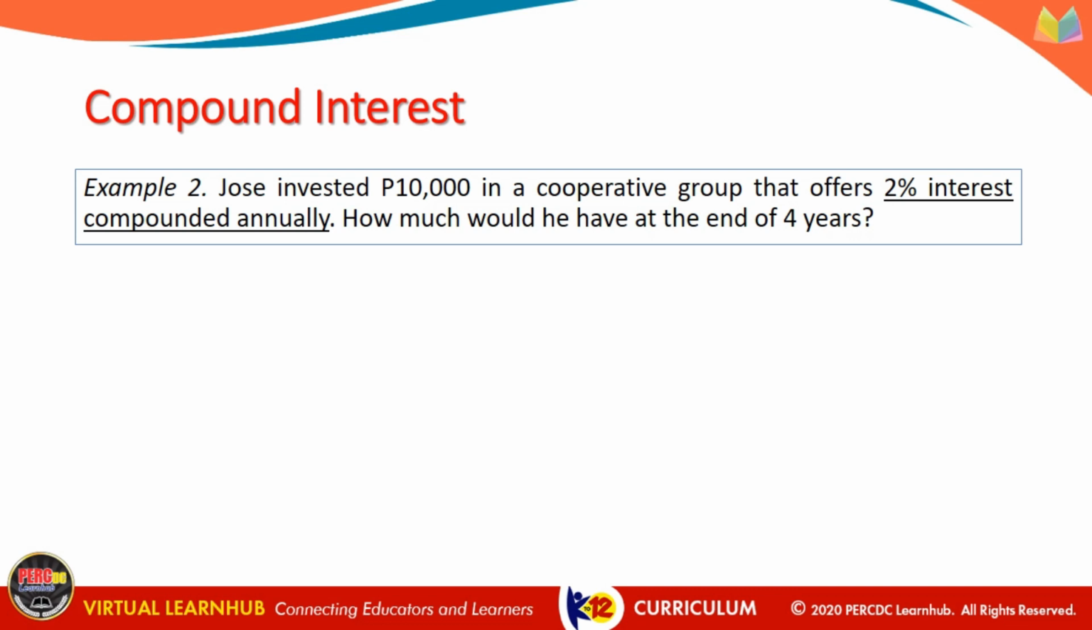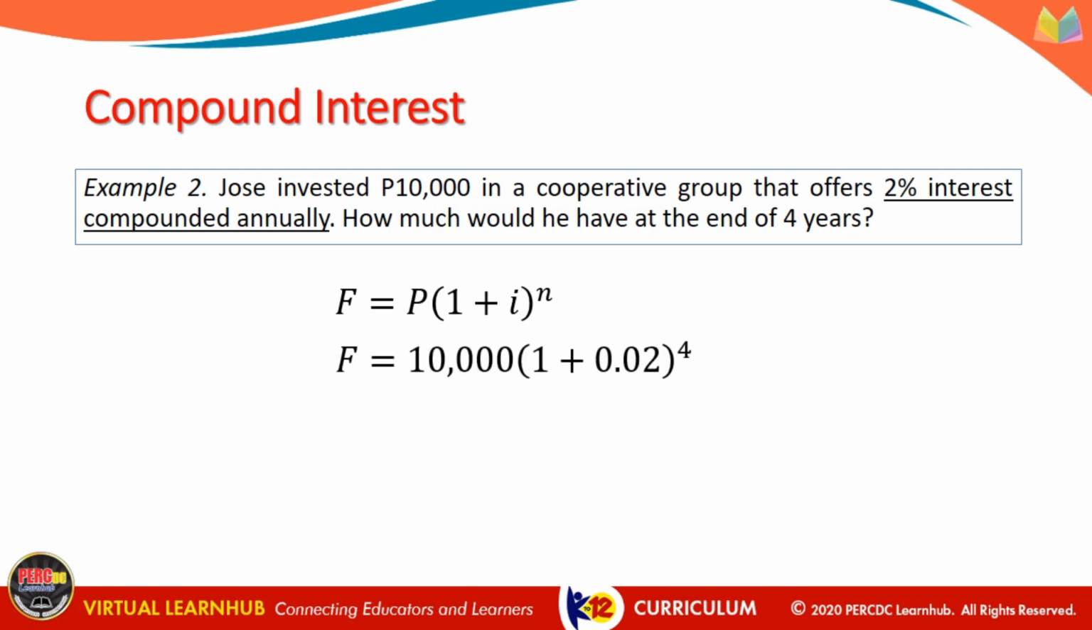So going back to example number 2, Jose invested 10,000 pesos in a cooperative group that offers 2% interest compounded annually. How much would he have at the end of 4 years? We can use the formula: future worth is equal to the principal times quantity 1 plus I raised to N. Substituting 10,000 for the principal, 2% or 0.02 for the interest rate per period, and 4 for the number of periods, that's 4 years, we will still get the same answer, 10,824.32. Okay?